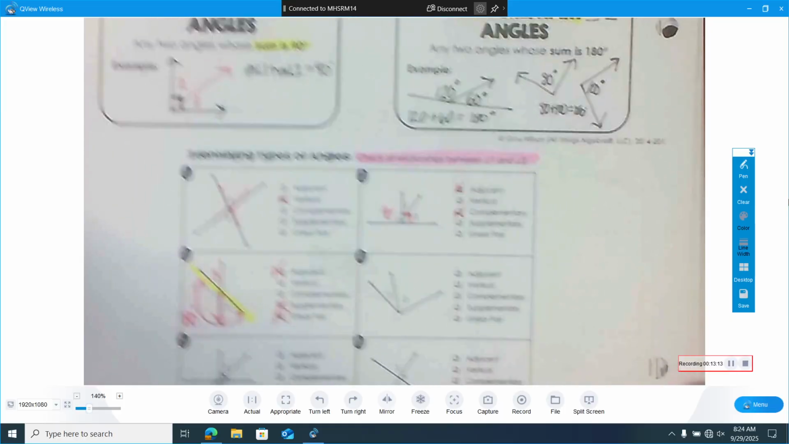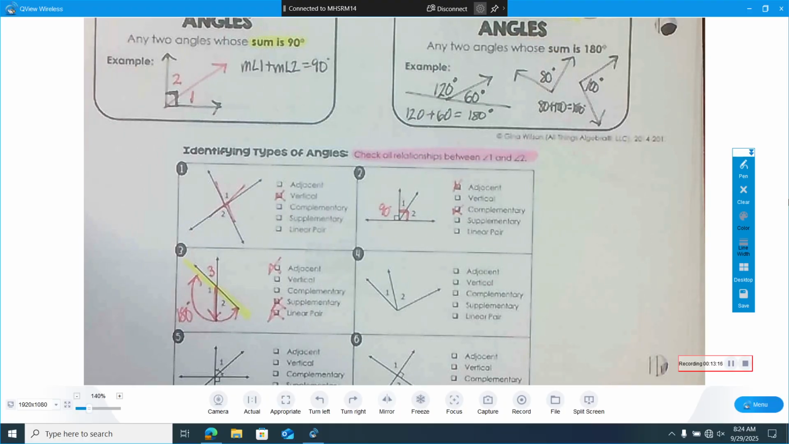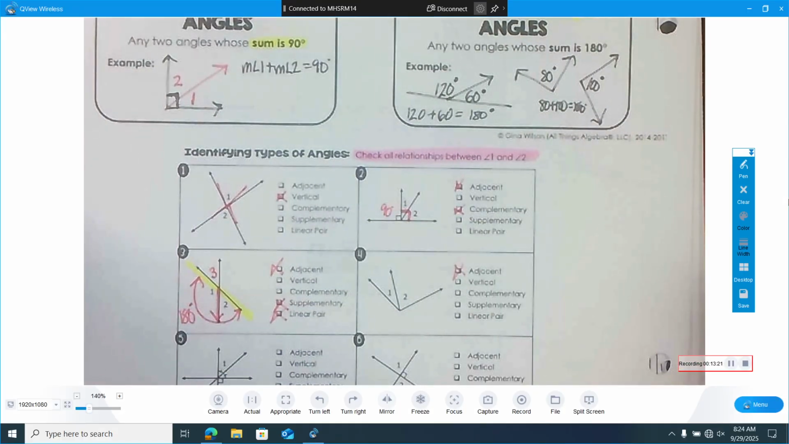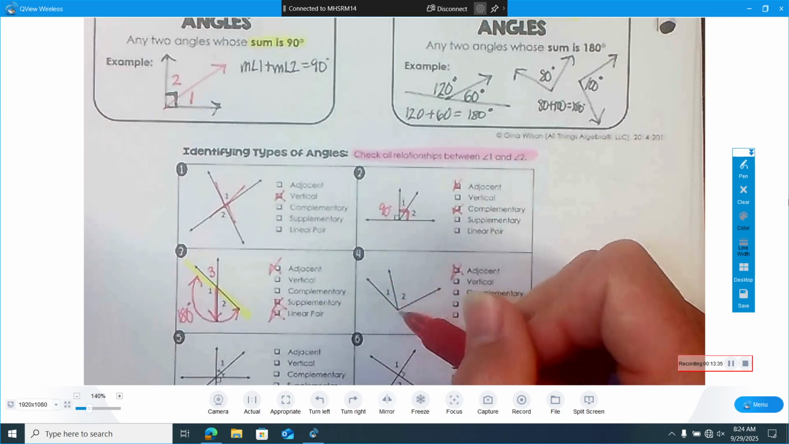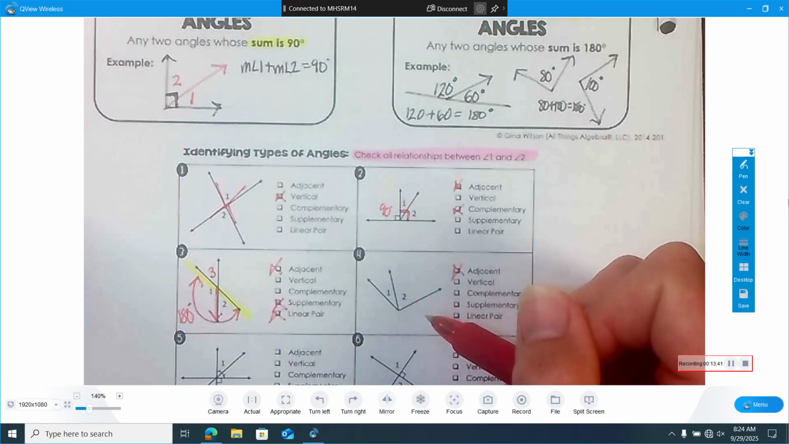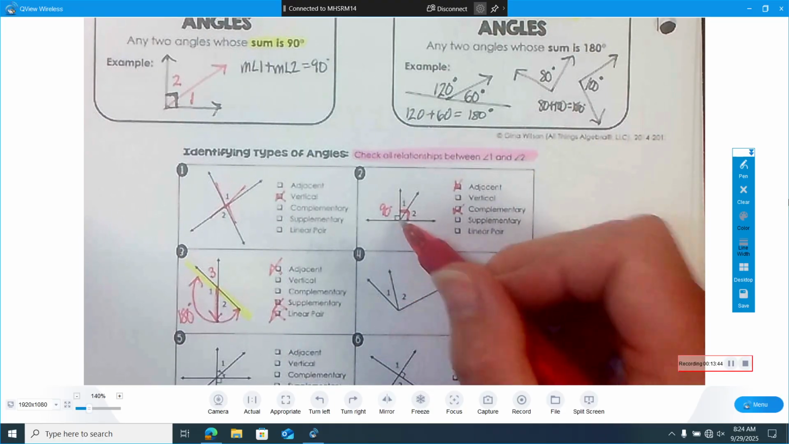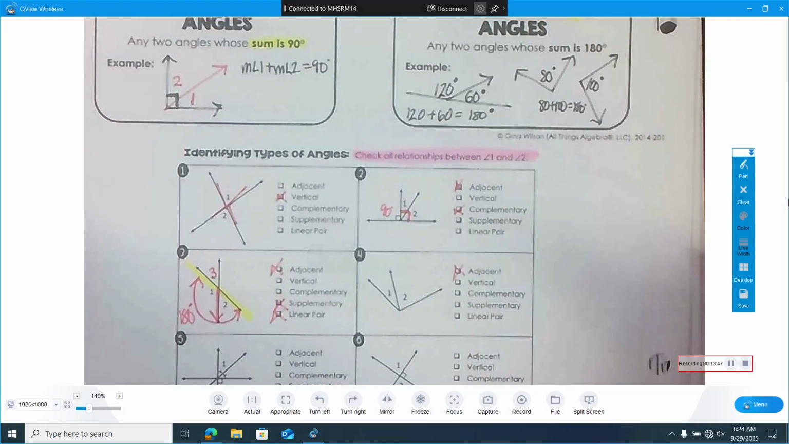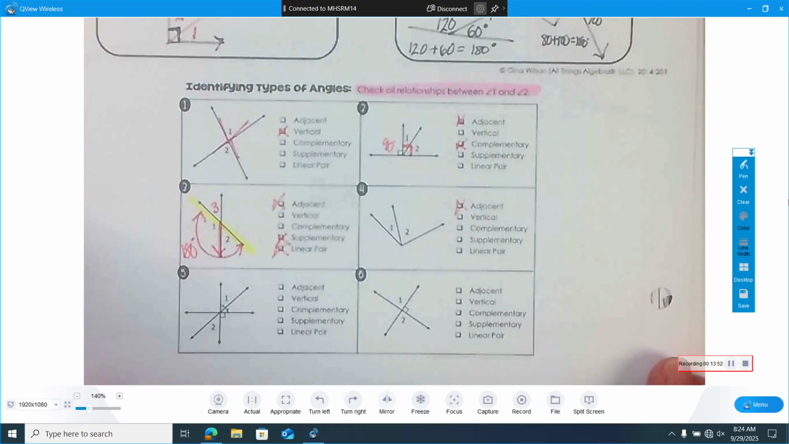Okay? Number 4. Tell me about 1 and 2. What do we think? Adjacent. Are they complementary? No. We don't know. This is the one thing in geometry that we never assume. Just because this angle might look like a right angle, it might appear to be. The only way we would know it was a 90-degree angle is if there was a little box in there, or they told us they were perpendicular, but we never assume anything. So, very good.